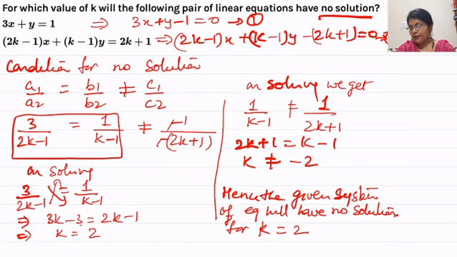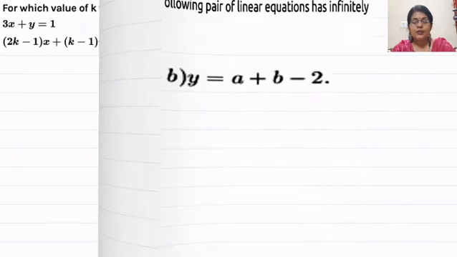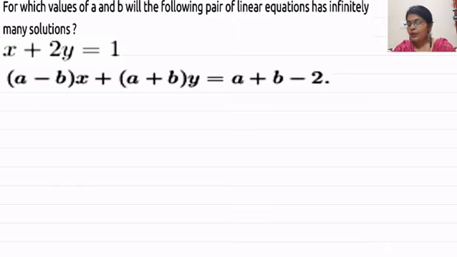So this is the way we have to solve. I have told you 3 conditions and 3 ways, the different types of questions. Now let us come to another type of questions. One more question with you. For which values of a and b will the following pair of linear equations have infinitely many solutions?